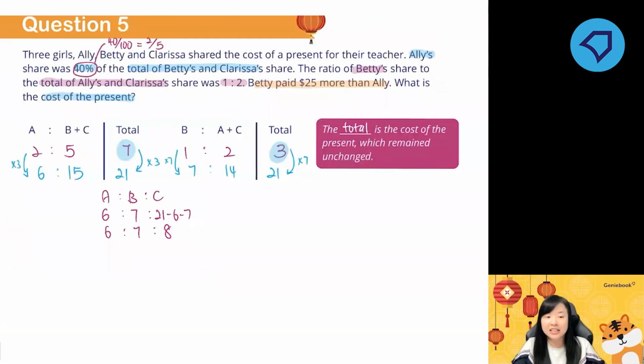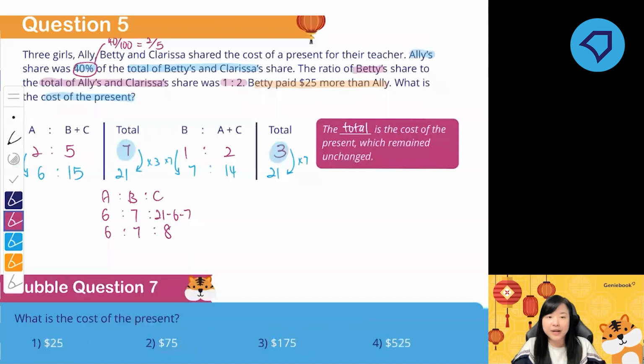Okay, and now let's look at the last bubble question. For this question, what is the cost of the present? So look at your information, okay? Betty paid $25 more than Ellie. We are comparing Betty and Ellie. So can you compare? Betty paid $25 more than Ellie. So you compare Betty and Ellie, and that is how many units? Okay, to help you along, Betty is 7, Ellie is 6, that is 1 unit. And that's how we know that 1 unit is $25 and they want the total cost of the present.